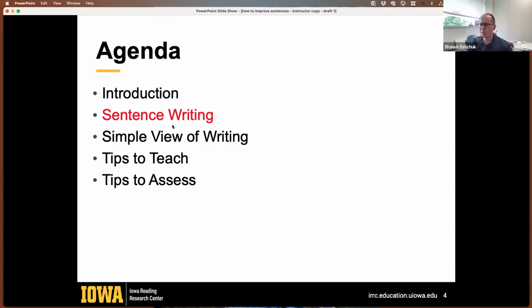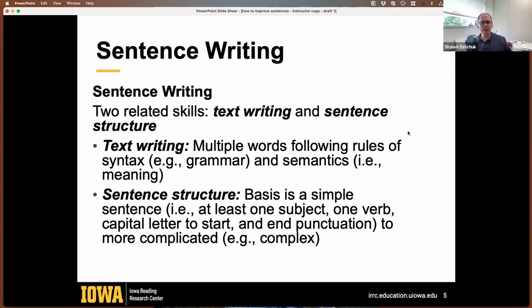So the first thing we're going to look at would be sentence writing. When we talk about sentence writing, I like to think of it as occurring in two larger buckets. The first one would be text writing, and the second would be sentence structure. That first bucket, text writing, refers to when students write multiple words that follow rules of syntax or grammar or semantics. So when we string together multiple words into a sentence.